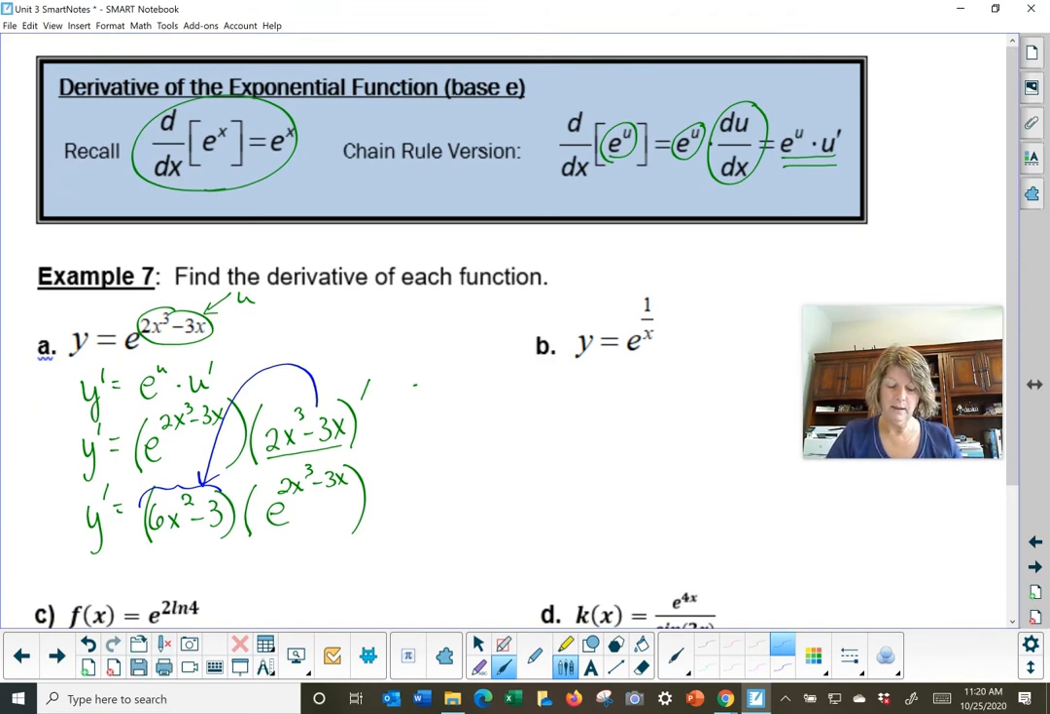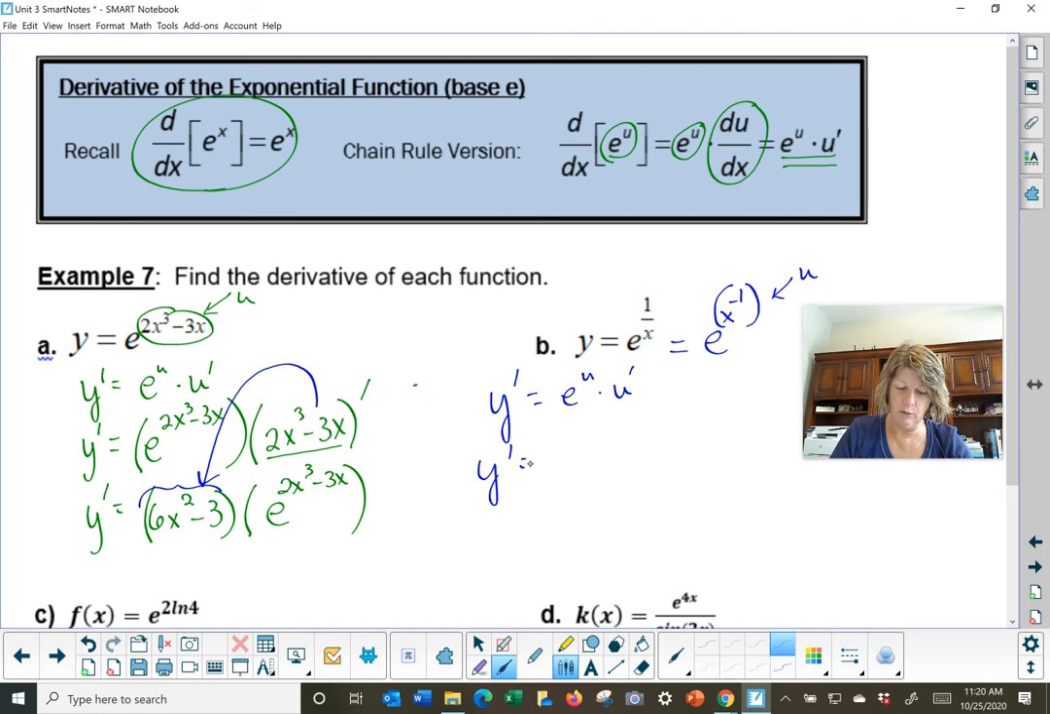Part B, you know what? I might prefer to see this as e to the x raised to the negative 1. Yeah, I think I'm going to like it that way. So now I'm recognizing this as my u. All this flexibility of thinking, right, where I can do multiple representations of the same thing is important in calculus. So we know the pattern. It's e to the u times u prime.